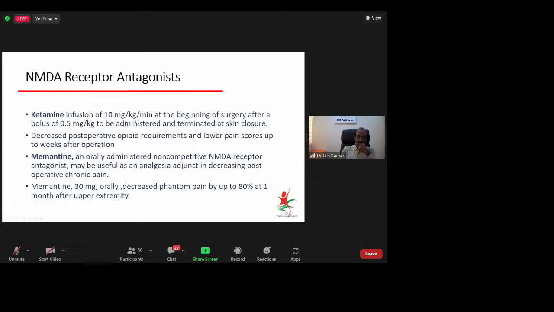Ketamine infusion of 10 micrograms per kg per minute at the beginning of the surgery, and a bolus of this, is the common drug prescribed if you want ketamine to avoid, especially in amputation patients, post-surgical stump pain or phantom pain. It definitely reduces the incidence of the development of chronic CRPS pain syndromes, but doesn't have that effect acutely.